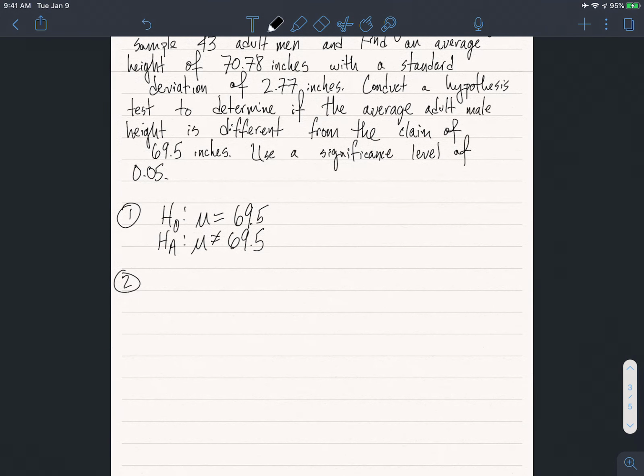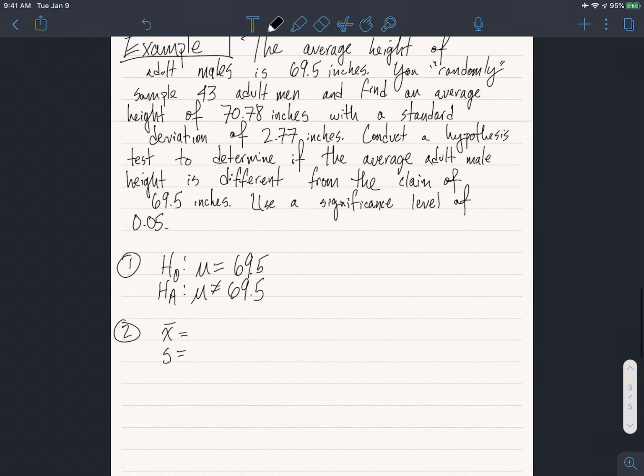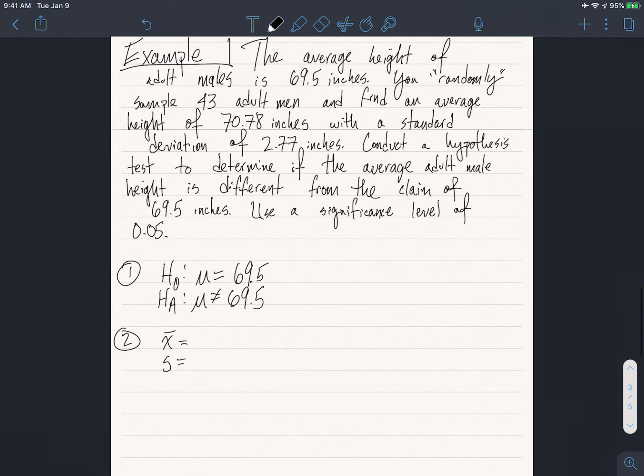Step 2. What was step 2 above? It was find your sample mean, sample standard deviation. Those are usually given in the problem, which they were here as well. You went out and sampled, you found 70.78 as the sample mean, and the sample standard deviation was 2.77.